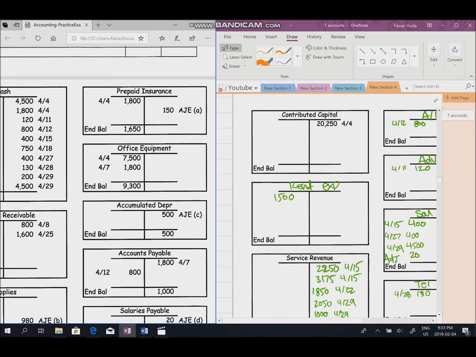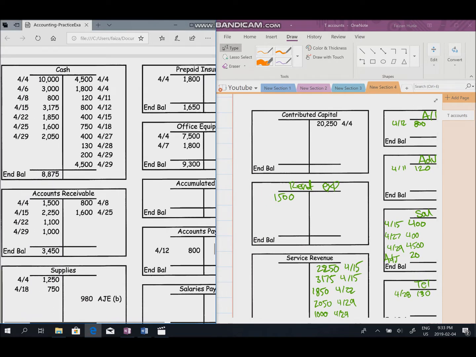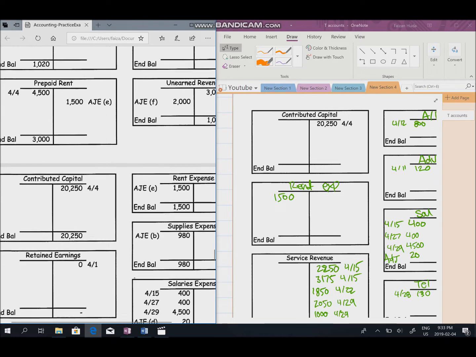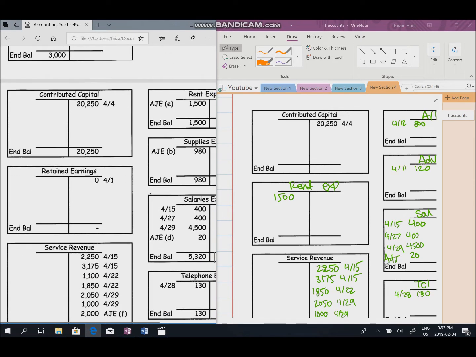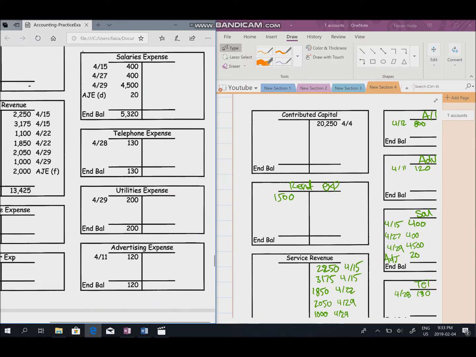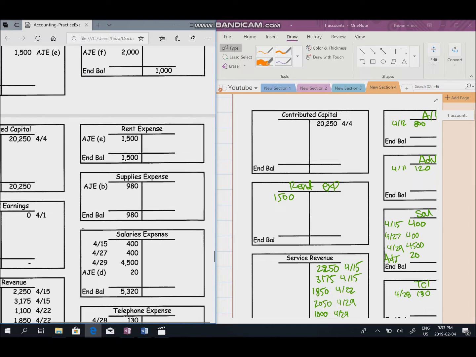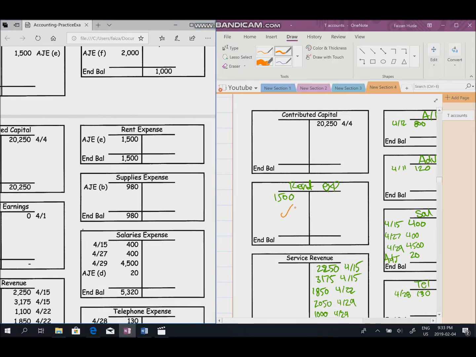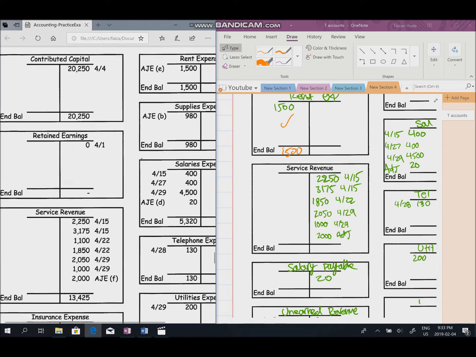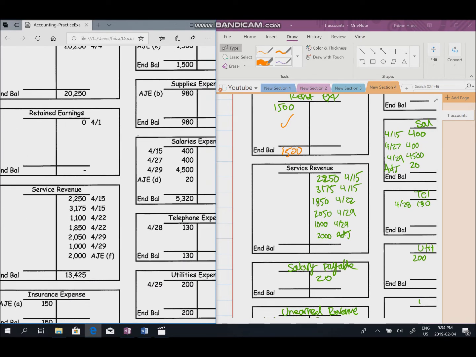We'll double check our rent expense. Where's rent expense? Probably over here. We're right. 1,500. Basically, that's how you do your T accounts. That's how you post them. As you see, we did it right for service revenue, 2,200, 1,000, 1,000.